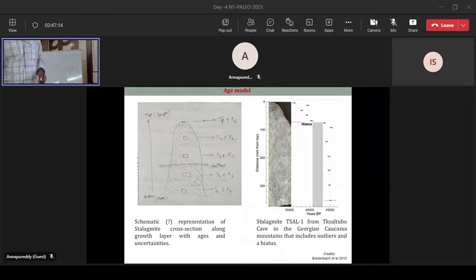So this is from the Bronk Ramsey paper. I just used that to show you what a hiatus looks like and how these hiatuses and age reversals appear. You can see an age reversal. It's not monotonically growing, right? So there is an age reversal. This point is an age reversal.